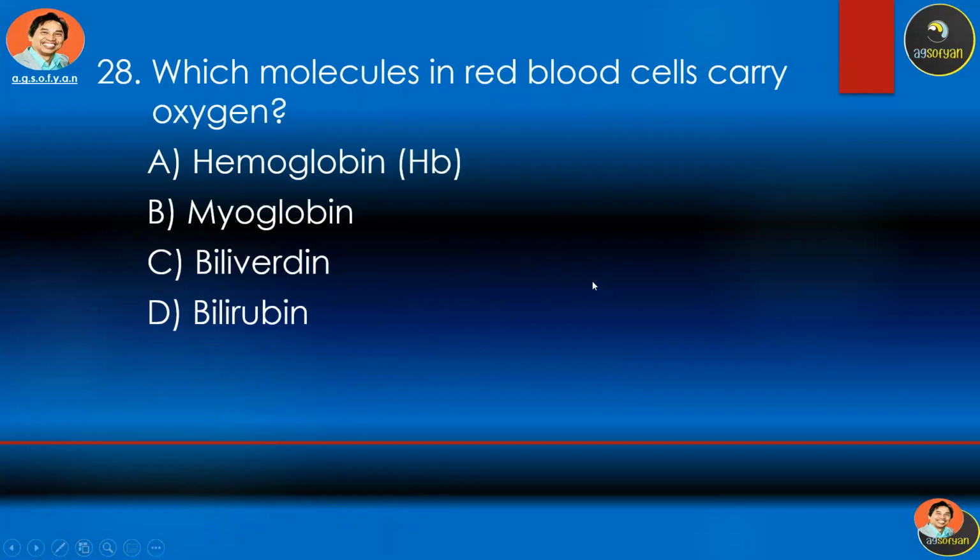Which molecules in red blood cells carry oxygen? A, B, C, or D? Okay, so this is a protein. This is globin. Okay, it is carried inside the blood, so hemoglobin. So hemoglobin is the molecule inside the red blood cell that carries oxygen.